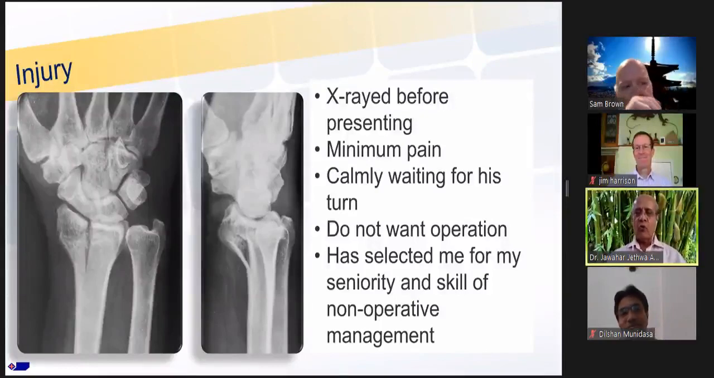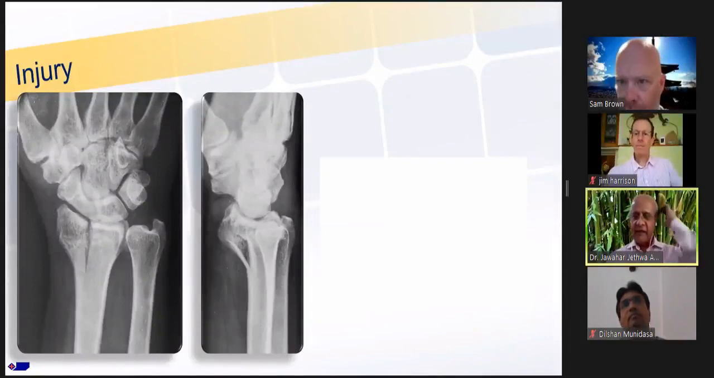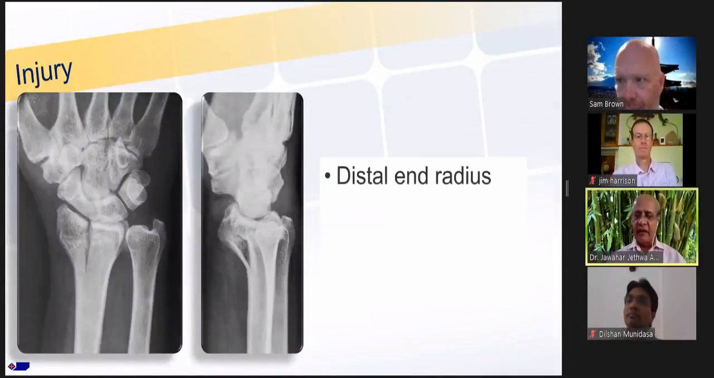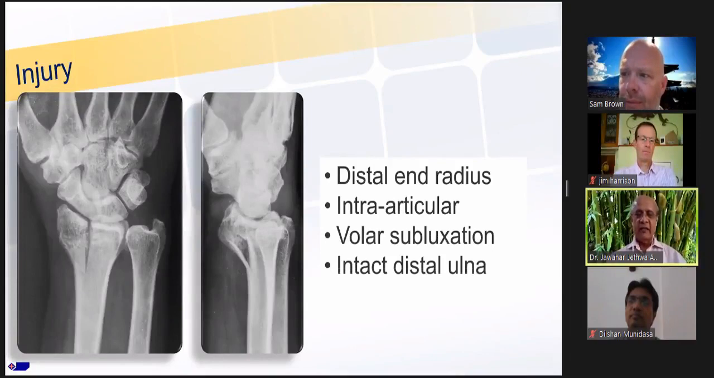But anyway, what is more required is that I have to convince him that surgery is better. So what I did is naturally I tried to get the CT scan. With the CT scan, I also know exactly how much is the displacement, and he also would know the whole scenario. But in this X-ray, yes, we know that it is a distal radial fracture. It is intra-articular. He's having a volar mild subluxation, and a good part which Jim has said is an intact distal ulna and distal radioulnar joint.